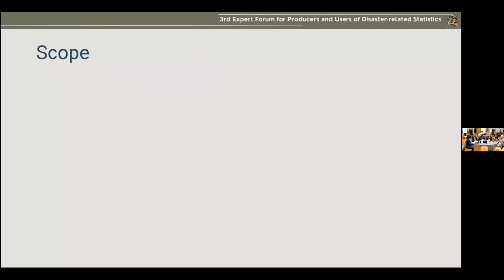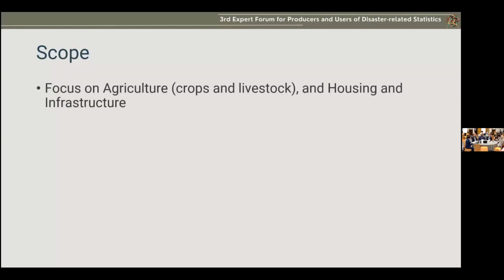So just one note for our online colleagues: when disaster hits a country, it impacts all economic sectors. And we thought that we did not have enough time to cover all sectors. So we focus on the two priority sectors that we have commonly agreed are important. One is the agricultural sector, where we focus on both crop and livestock. We also discussed the housing and infrastructure sector.